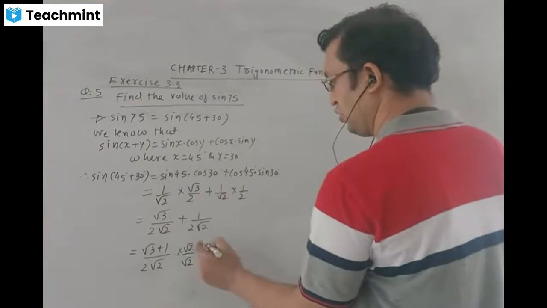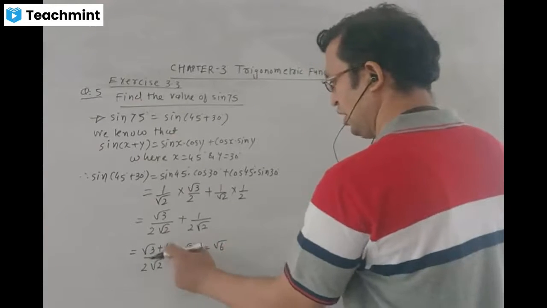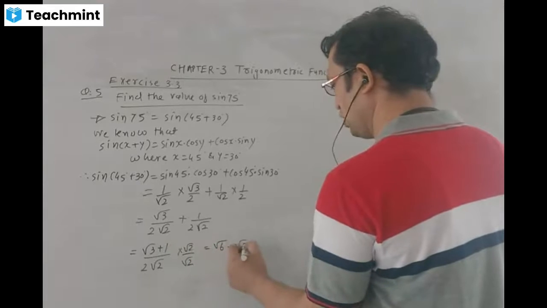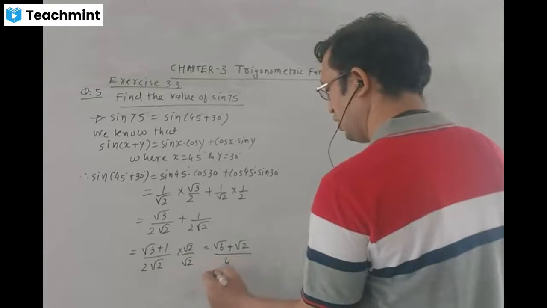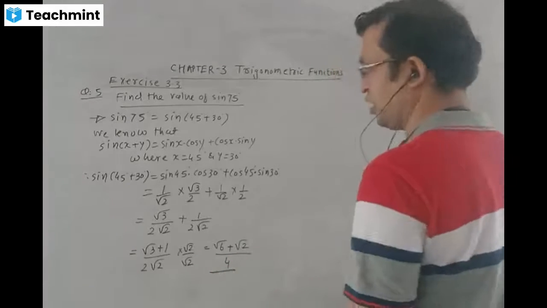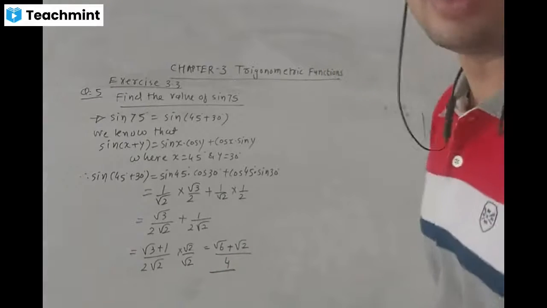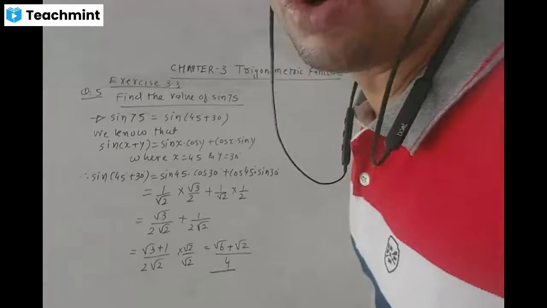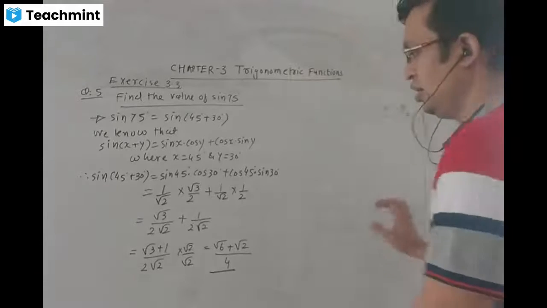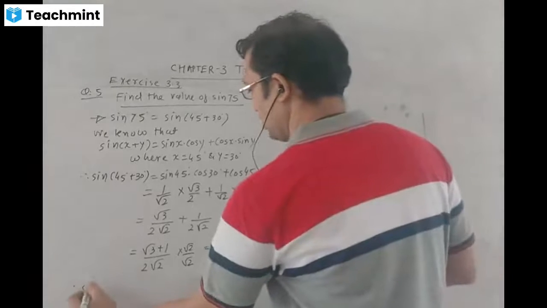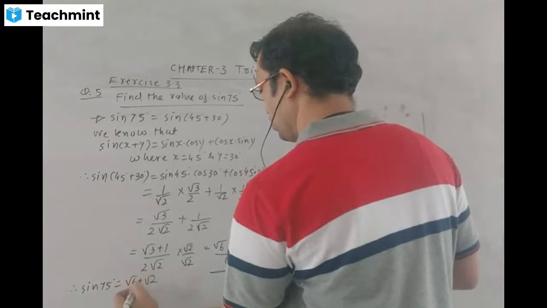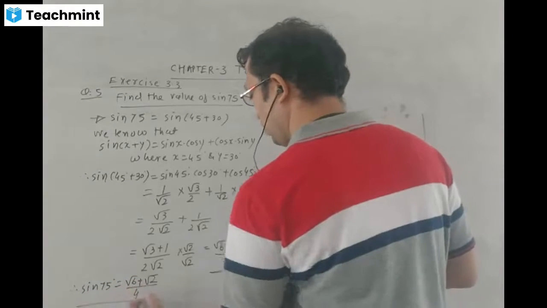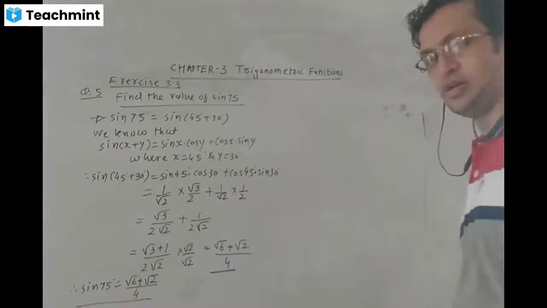Root 3 into root 2 is root 6, and 1 into root 2 is root 2, divided by root 2 into root 2, which is 2, and 2 twos are 4. That is the final answer. Therefore, sin 75 is root 6 plus root 2 whole divided by 4.